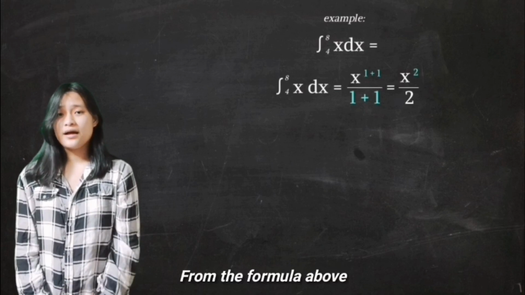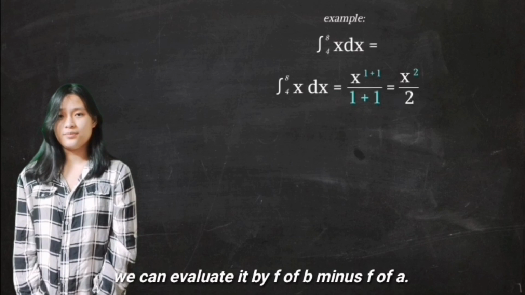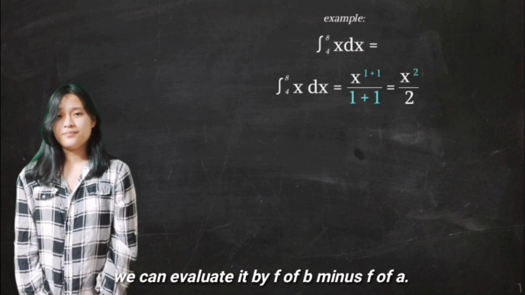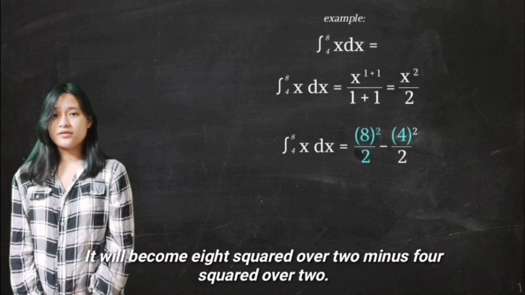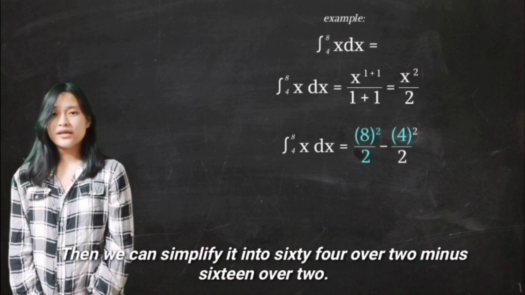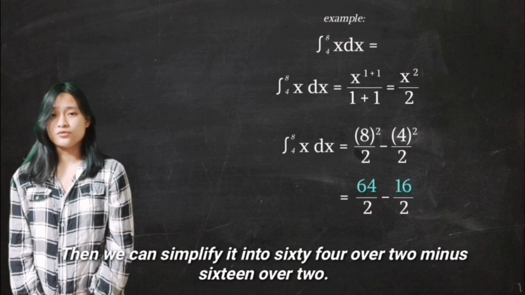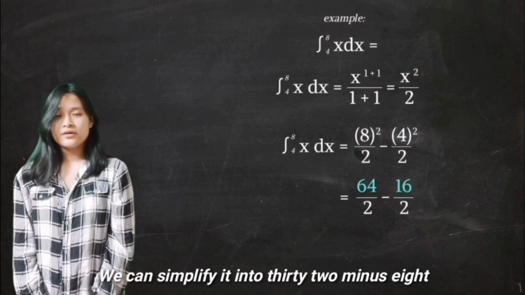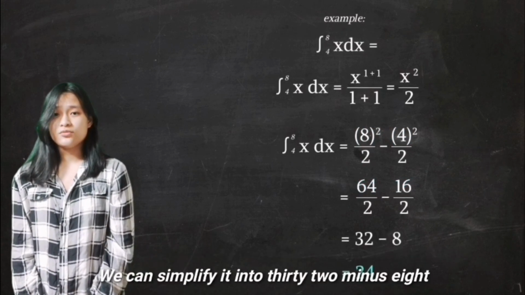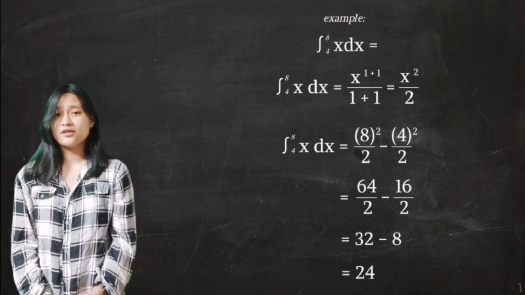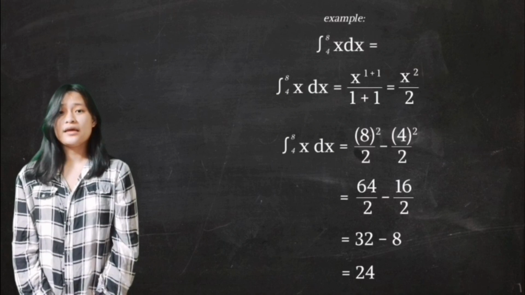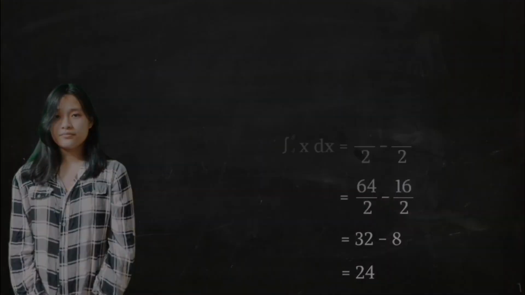From the formula above, we can evaluate it by F of b minus F of a. It will become 8 squared over 2 minus 4 squared over 2. Then, we can simplify it into 64 over 2 minus 16 over 2. We can simplify it into 32 minus 8, which is equal to 24. Therefore, the integral of x dx from 4 to 8 is equal to 24.